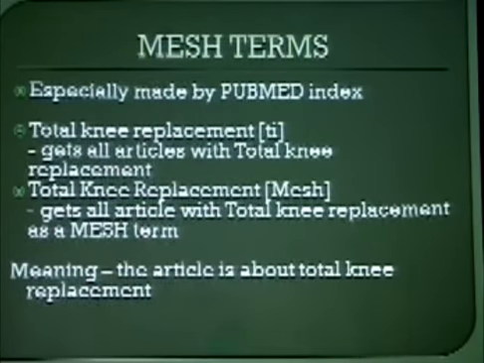MeSH terms define the subject. So if the MeSH term is total knee arthroplasty, that means that article is about total knee arthroplasty. The words total knee arthroplasty may not be in the title, may not be in the abstract, but the article is about total knee arthroplasty. This is done manually by the PubMed people who are indexing the articles. They manually go through every article and allot MeSH terms to them. This helps us in searching subject-wise, topic-wise, and makes our search more specific and more comprehensive.